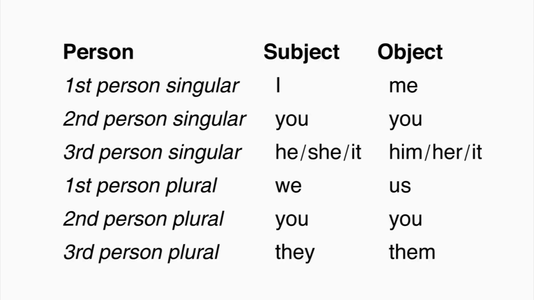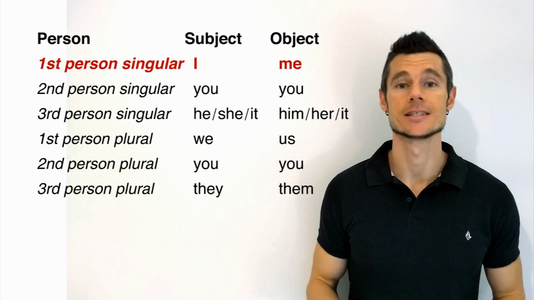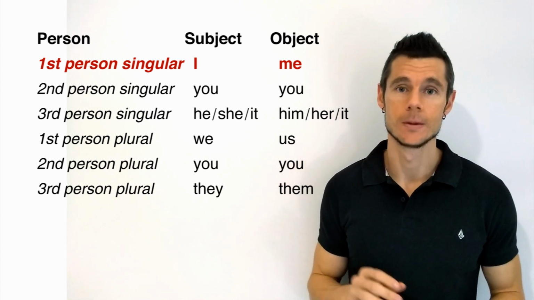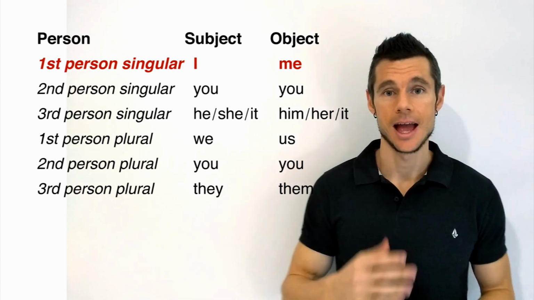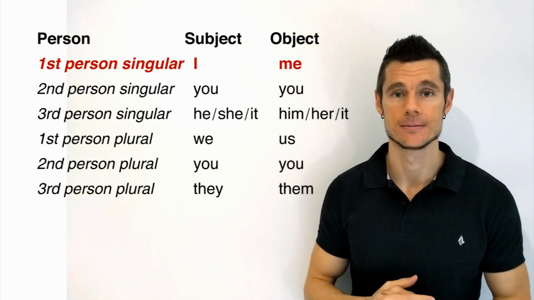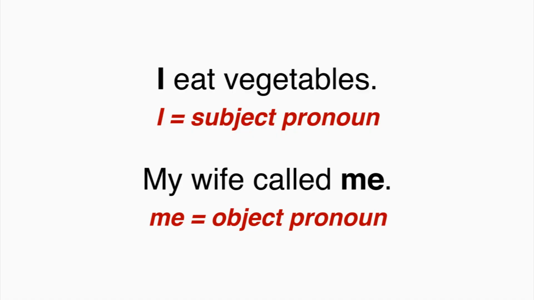This chart shows the subject and object pronouns in the first, second, and third person of speech. The first person is the speaker. In the singular form, I is used for the subject and me is used for the object. For example, in the sentence, I eat vegetables, I is a subject pronoun because it performs the action and is before the verb. In the sentence, my wife called me, me is an object pronoun because it receives the action and comes after the verb.